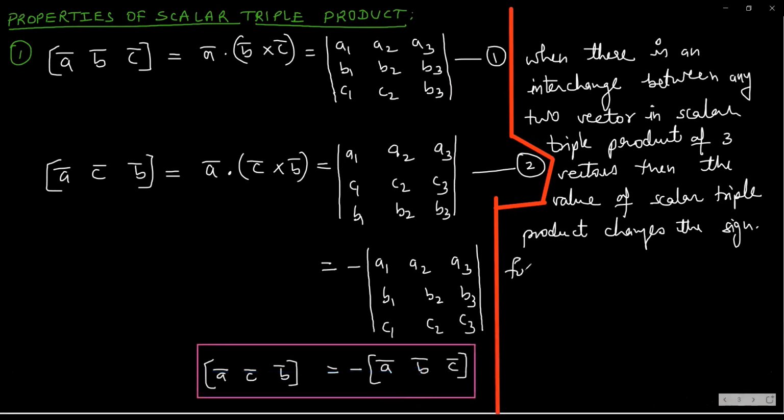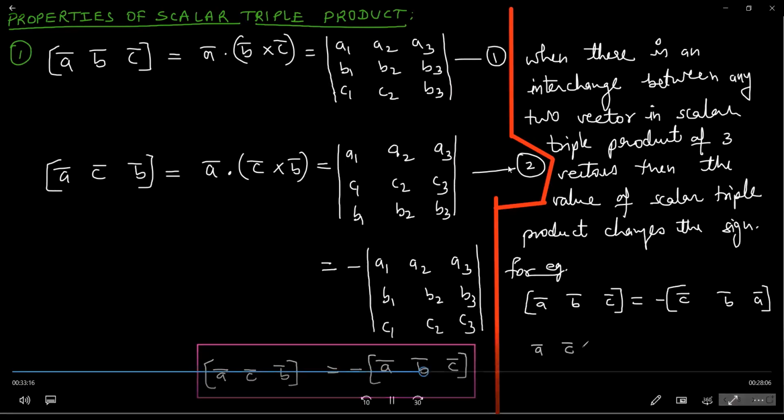I can give you a few more examples. For example, if I have A bar, B bar, C bar, and here I am interchanging A bar with C bar, and I write C bar, B bar, A bar. Will they be equal? No, they are not equal. They are negative of each other. So if you write a negative sign, now they are equal.